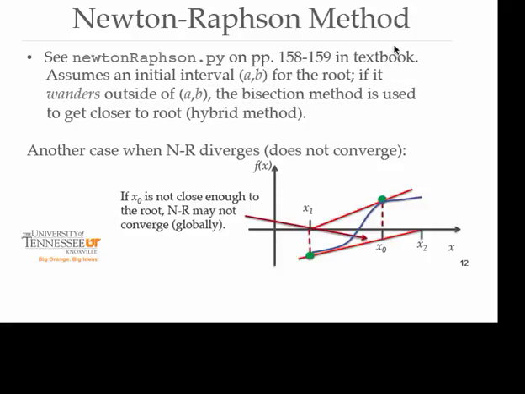We will look at the Newton-Raphson .py Python script that implements this method in the textbook, pages 158 and 159. Again, I will also make this available on Blackboard for your testing and use. It does assume an initial interval for the root. In other words, we've isolated two endpoints on the x-axis where we think there's a root. If it wanders outside of that interval, this particular method is fairly clever in that you can use the bisection method to get back into a closer, more narrow interval where the root is.